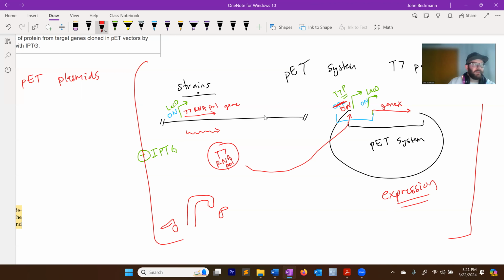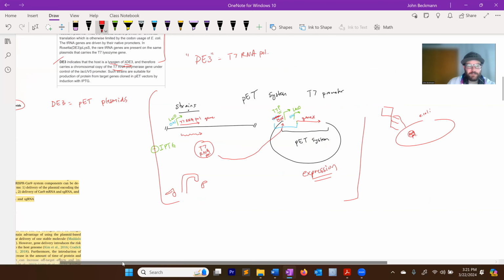Are there any questions about that? Okay, so at least what you should understand on a surface level is that there are these pET plasmids that have this double promoter system, and they are specially compatible only with strains that have an insertion of the T7 RNA polymerase gene. Okay, so that's the gist of the pET system.